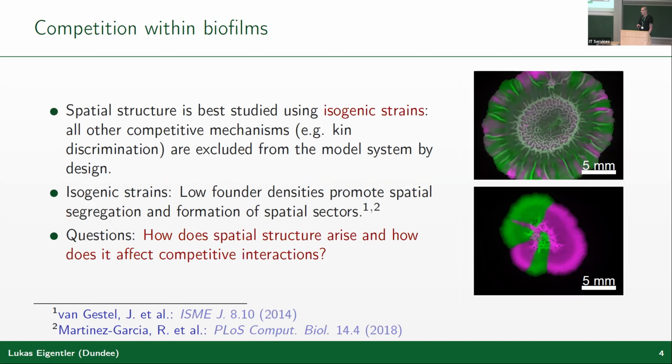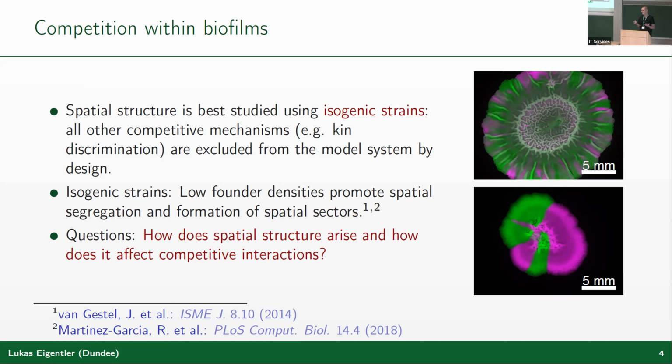Just before that, let me mention that the best way to study how those spatial dynamics work is to look at so-called isogenic strain pairs, so strains that are identical apart from the fluorescent protein that they produce. This is a choice that we made to focus on the spatial dynamics, because then, by design, we exclude any other competitive interactions, in particular antagonistic interactions.